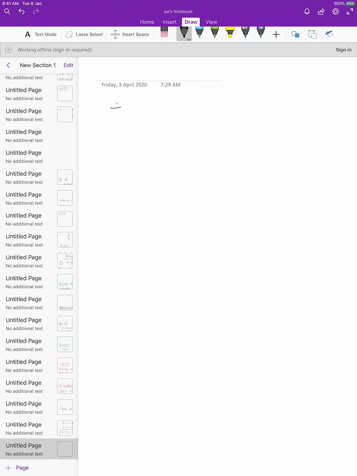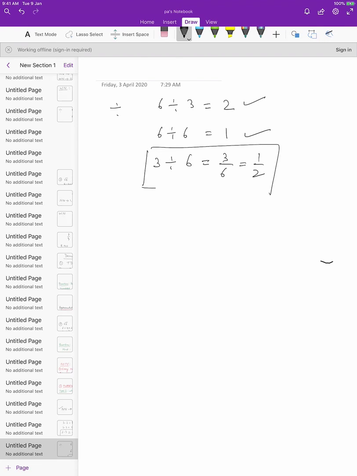Let us talk about division. 6 divided by 3 is equal to 2 is an integer. 6 divided by 6 is equal to 1 is also an integer. But what if I write 3 divided by 6? That makes it 3 upon 6, which is equal to 1 by 2. There was no number to represent this kind of division in the set of integers, because we have only positive and negative counting numbers along with number 0 in the set of integers. We don't have the numbers of this type.